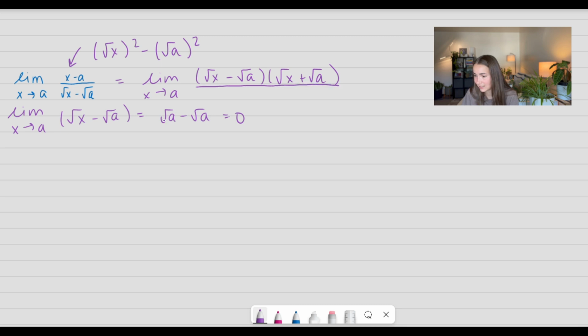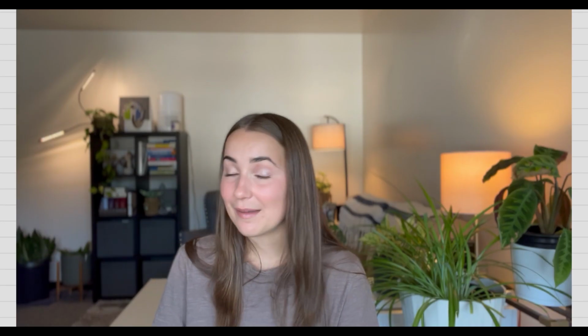But when you see that square root of x minus the square root of a in the denominator, that's a bit of a hint that that's going to be one of the factors. So we get that this factor, they divide out. I'm going to go write it down here. Now I'm going to go ahead and just plug it in. So I get the square root of a plus the square root of a, which is equal to 2 square root of a.